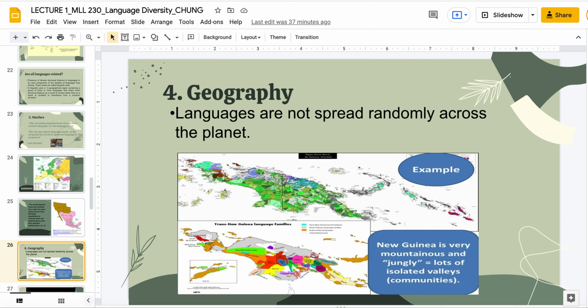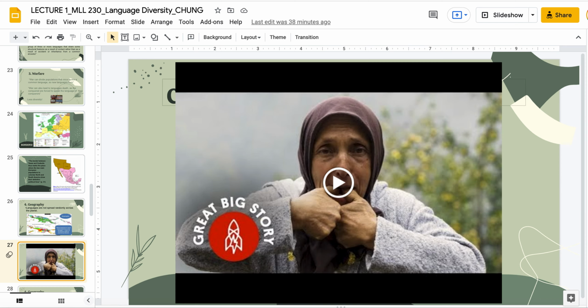community can't access another community, right? And this is, I don't know, before they had internet. How are they going to be able to speak to each other? They won't be able to, right? So if it's very jungly, it's very hilly, then people are going to develop their own language because you have that kind of geographic isolation.